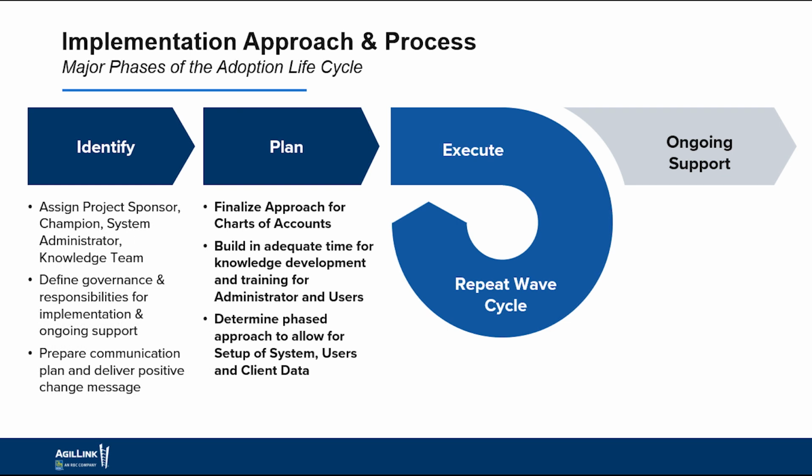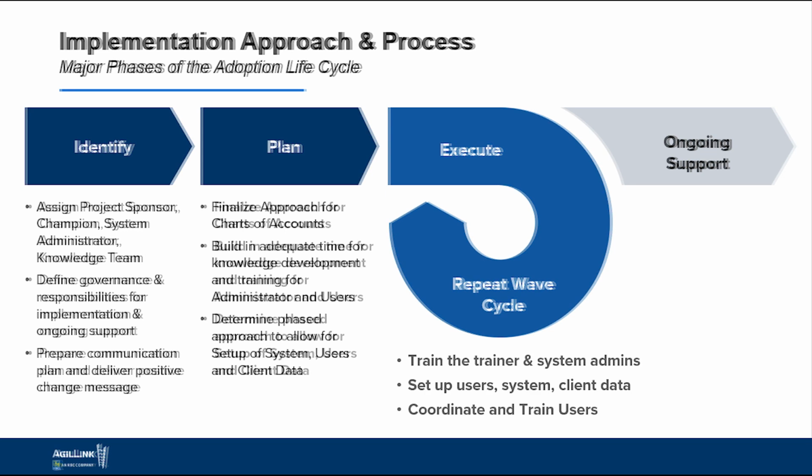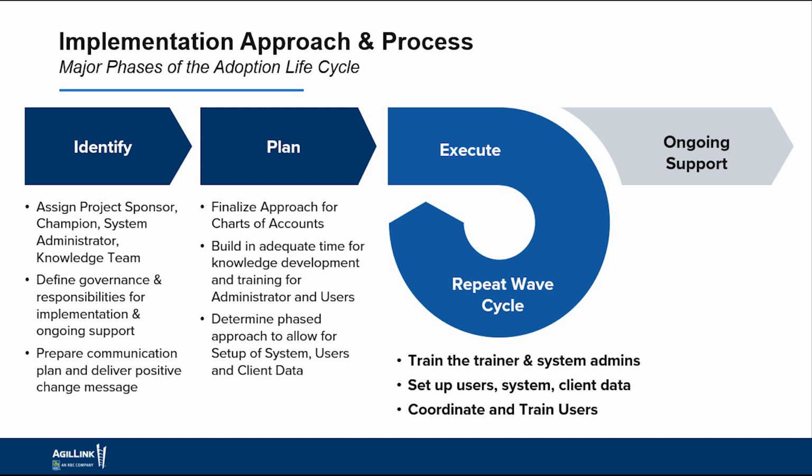Once that's in place, you're down to planning. You plan the chart of accounts. You plan time for training, both the admins and the users. And you plan your approach on how you're going to set up the system, the users, the client data, and all of the different setups that are going to make it a live system. Most people have been using legacy 10, 15, 20 years. All the setups in place, those same setups have to be planned and deployed in AgilLink for people to do their same jobs. When you're ready to pull the trigger, you begin executing your plan.